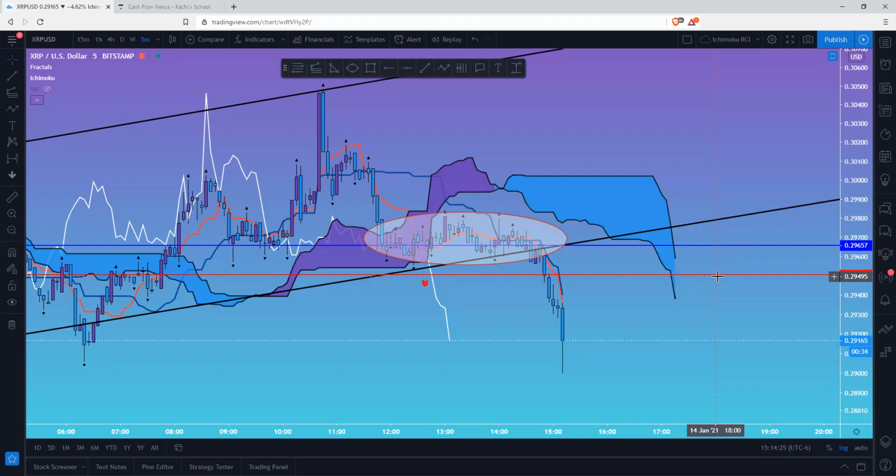Any questions so far? Concerns, comments, thoughts? Yeah, you look at the cloud. The cloud's pointing down too. Everything is pointing down.